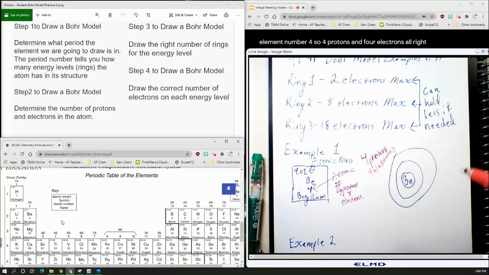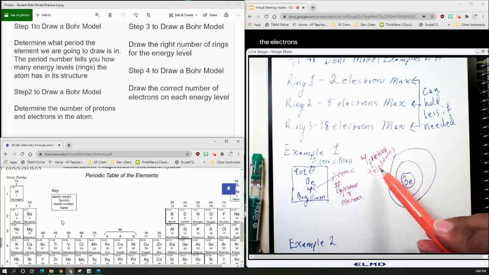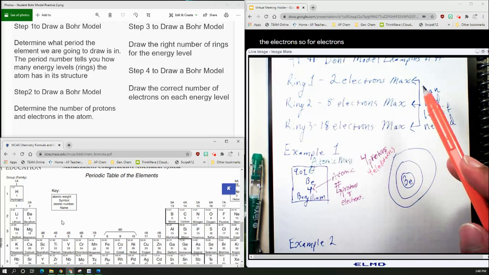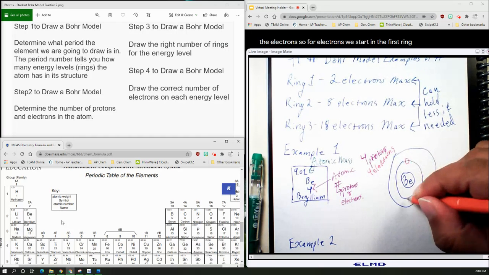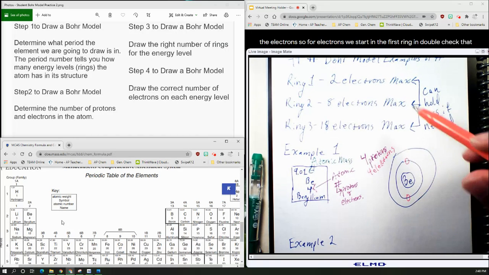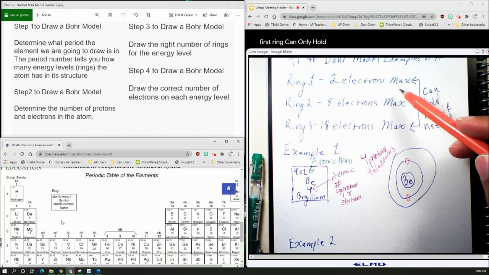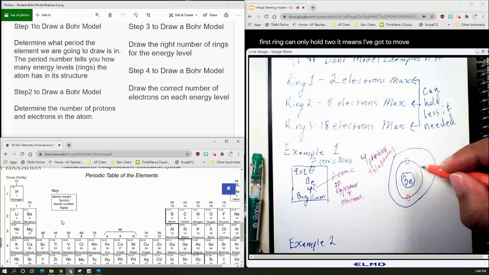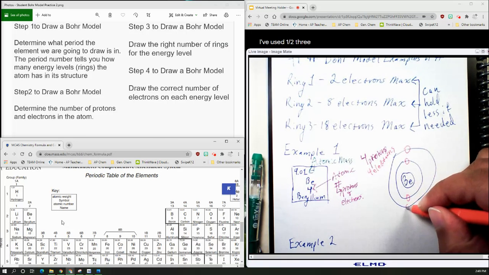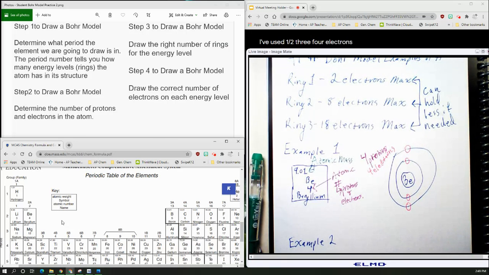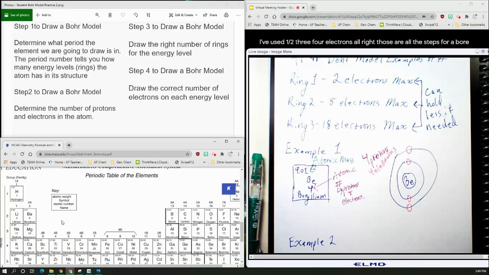All right, we drew the right number of rings, so we already did step 3. And now we need to add the electrons. So 4 electrons, we start in the first ring and double check that first ring can only hold 2. It means I've got to move to my second ring, so I've used 1, 2, 3, 4 electrons. All right, those are all the steps for a Bohr model. It's pretty straightforward.